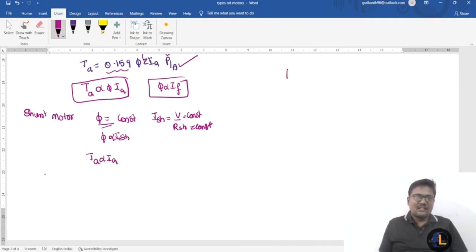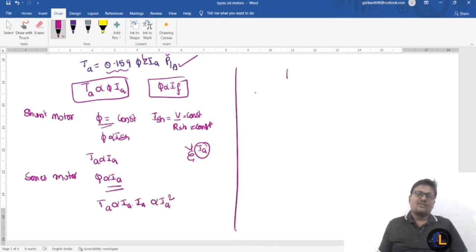As we discussed in the previous session, what is the cumulative compound and differential compound. So coming to the DC series motor, for a series motor, flux is directly proportional to IA. Why is flux directly proportional to IA? Series field winding carries the armature current. So that's why TA is directly proportional to IA into IA. That is, armature torque is directly proportional to IA square.